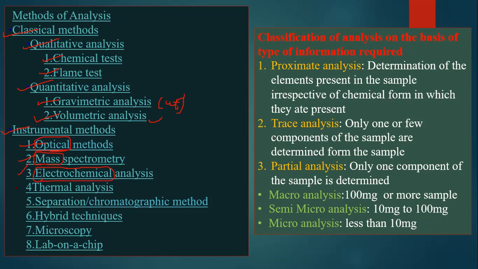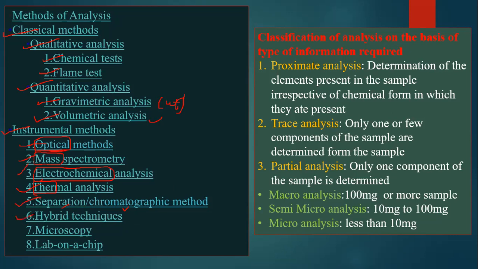Then thermal analysis, where you use thermal energy, that is heat, for the analysis of substances. Then separation, which you carry out in non-classical techniques like chromatography. Separation is a chromatographic technique. There are different techniques like thin layer chromatography, paper chromatography, HPLC, and column chromatography. These are good techniques which people use in day-to-day life, and we are going to study them.